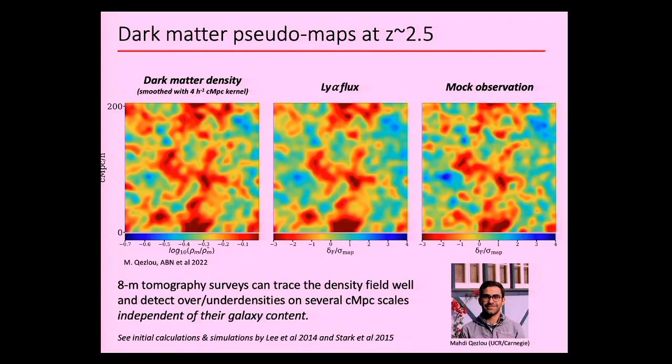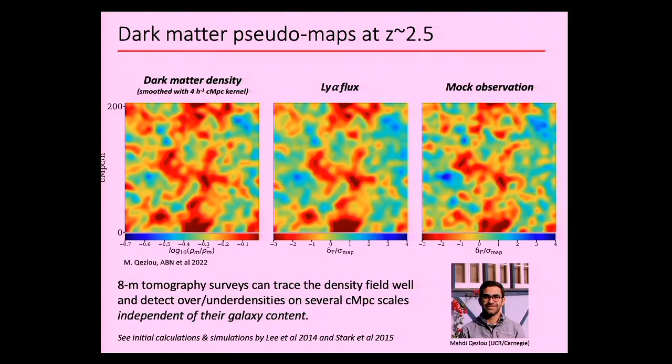These are some simulations by Matti Keslu. This is showing a slice through a simulation of the dark matter density, smoothed. The middle panel shows what's called the Lyman-alpha flux, so the red regions are where there's more Lyman-alpha absorption. And then this is a mock reconstruction of what a realistic survey, like the one I'm about to describe, could actually do now. The correspondence is pretty good on the large scales, considering that this is redshift 2.5.